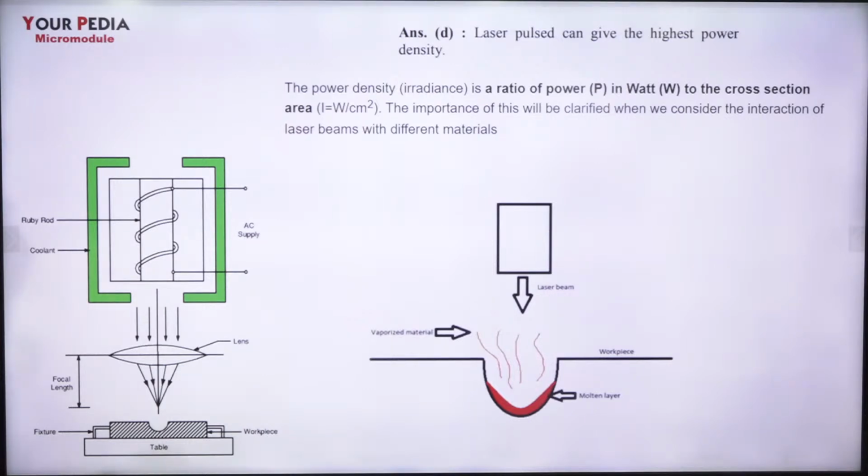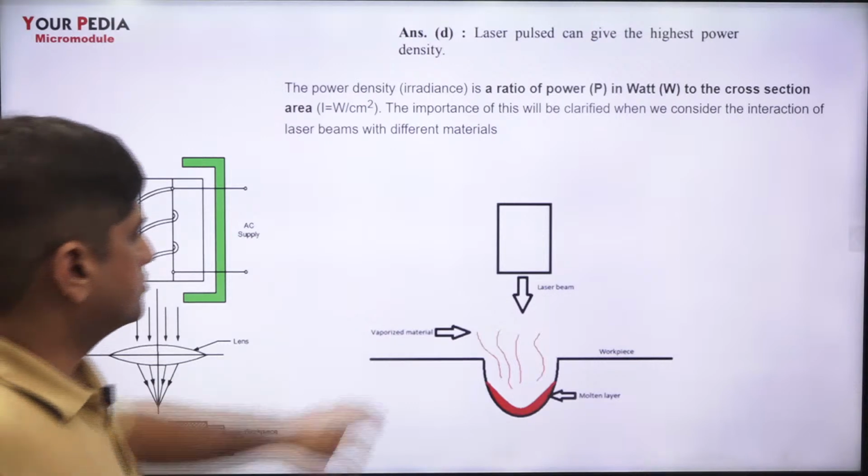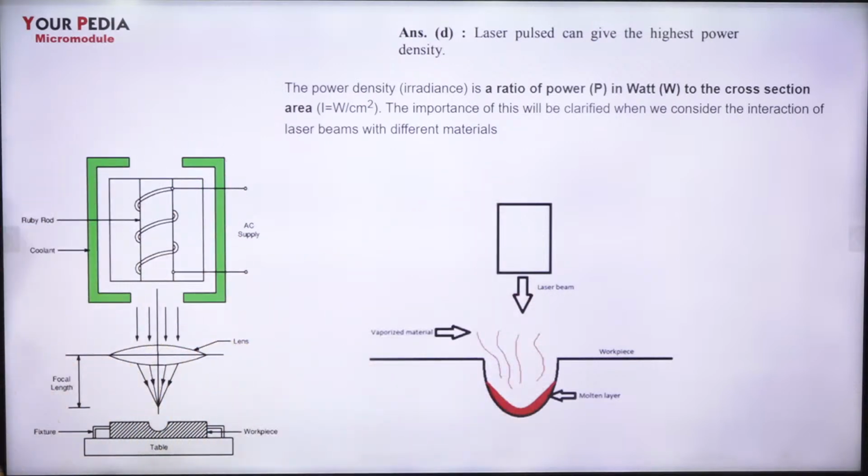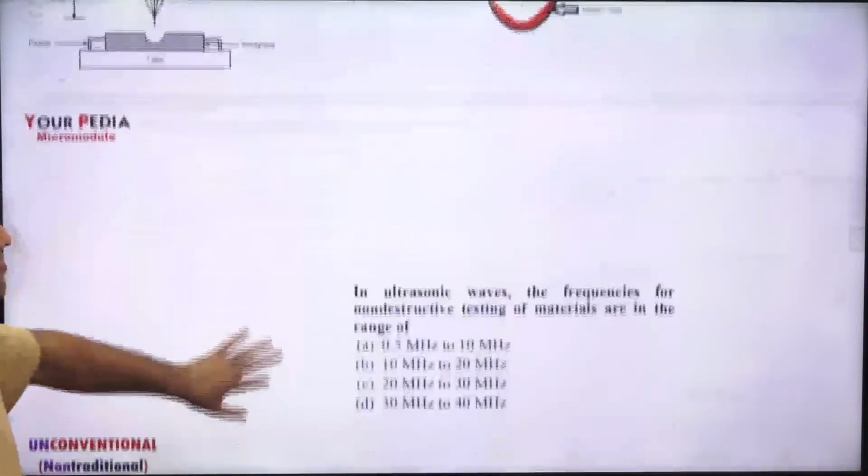What do you mean by power density? Power in watt to cross-section area in centimeter square or millimeter square, so watt per millimeter square or watt per centimeter square. In a laser beam, the laser is supplied on a very small area, and that gives you very high power density.